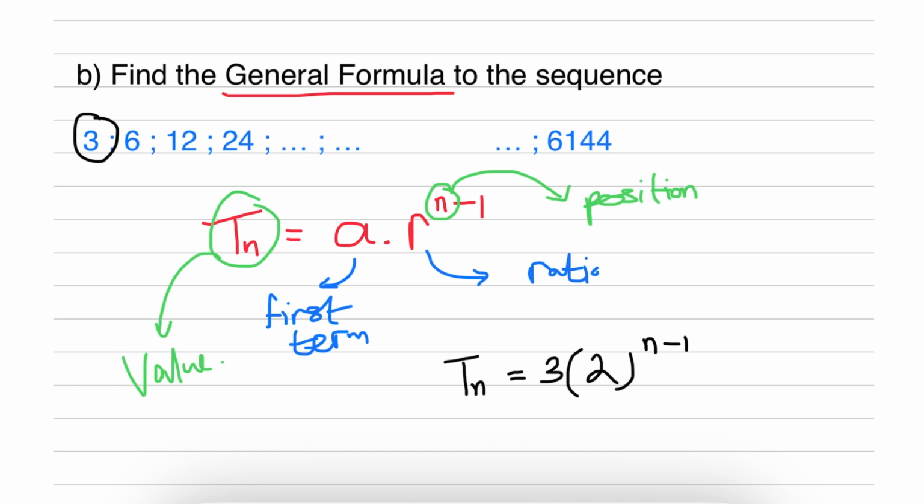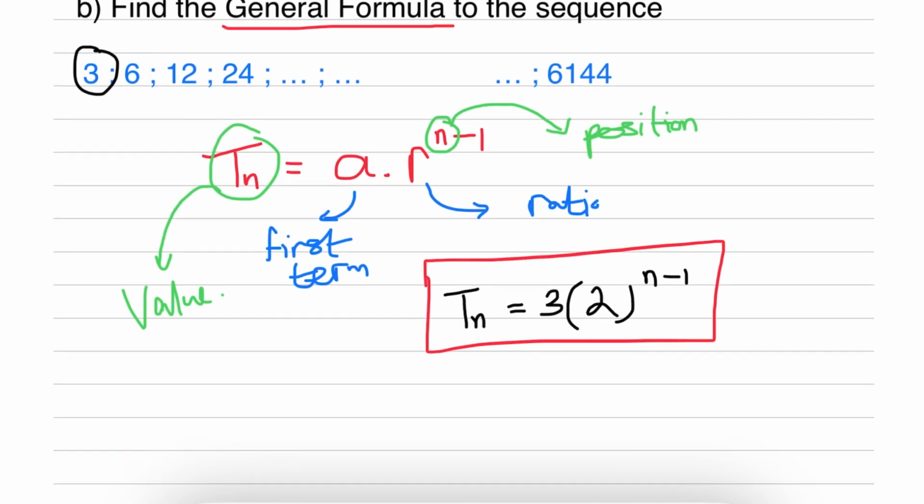It's very important to note here that you cannot multiply A with R because at the moment they have different exponents. The exponent for 3 is 1 and the exponent for 2 is n minus 1. And when you have different exponents, you can't multiply the base numbers. So we'll just leave our answer like that. So this is our general formula.